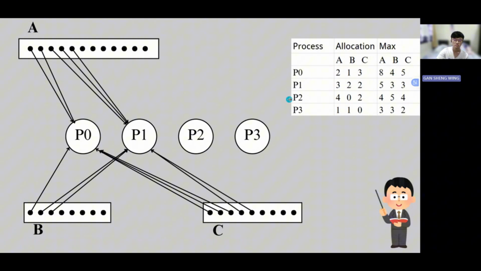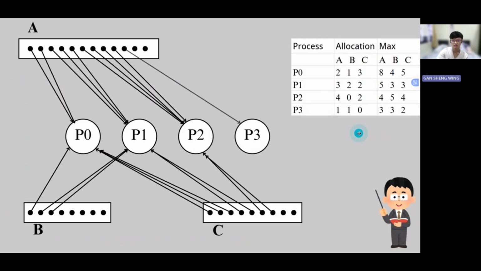And P2 has 4 instances of A, so we draw 4. B has 0, so we don't need to draw. And C has 2. And the last process, P3, has 1 instance of A, 1 instance of B, and 0 instances of C. So this is our resource allocation graph.